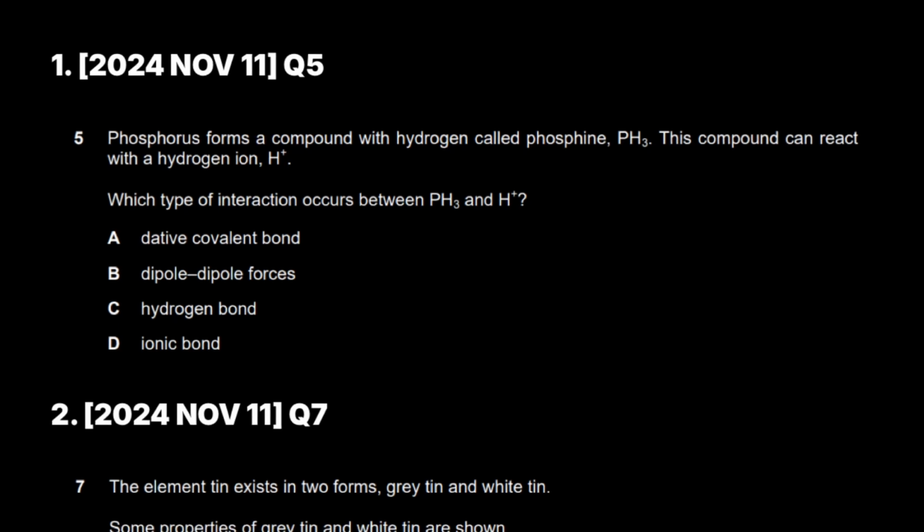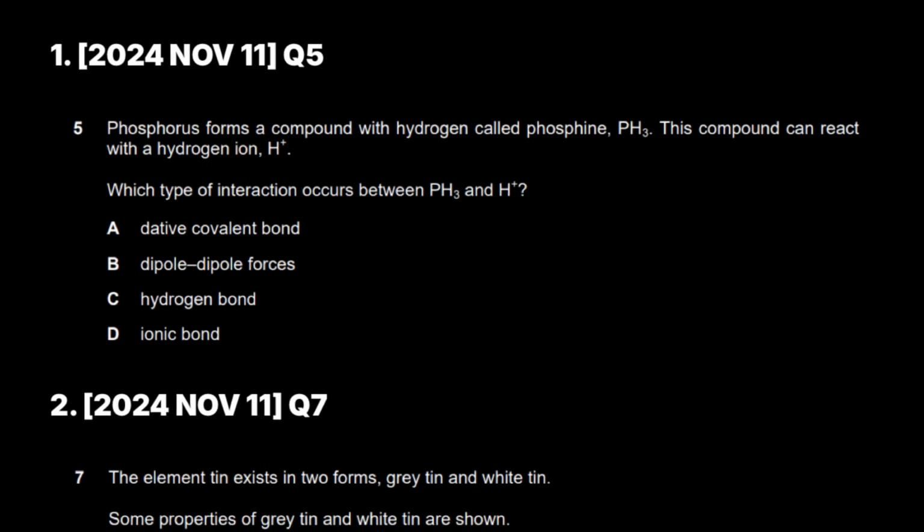2024 set for chapter number 2. Phosphorus forms a compound with hydrogen called phosphine, and it's PH3. Now, the moment I look at PH3, I know phosphorus is in group 5. Isn't that true? And if it's in group 5, it has 5 electrons in its outermost shell. And if it's making 3 bonds with hydrogen, then it still has 2 electrons remaining as a lone pair, right? So this is how PH3 would look.